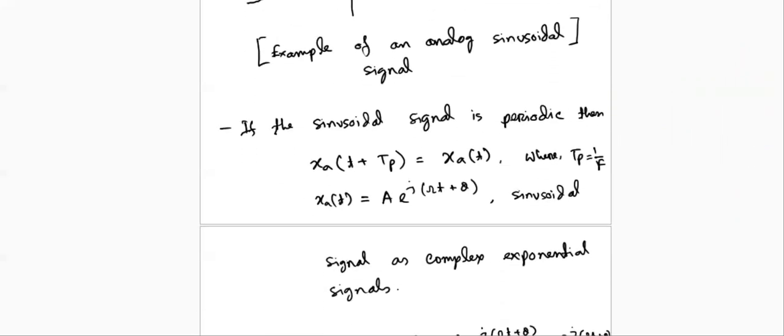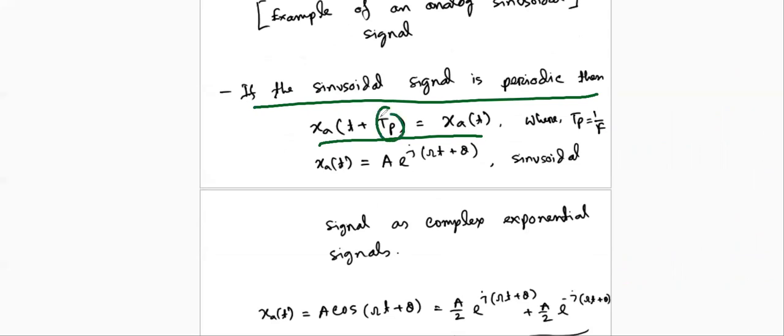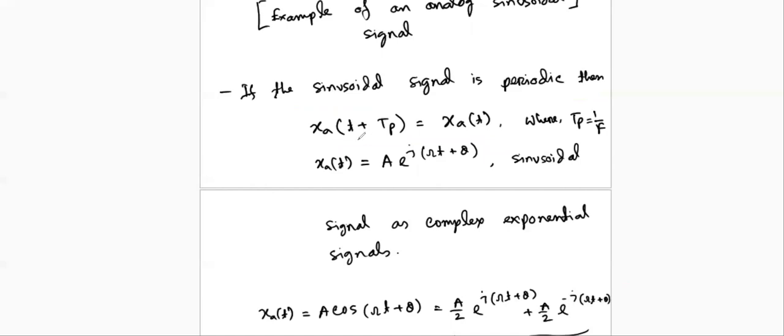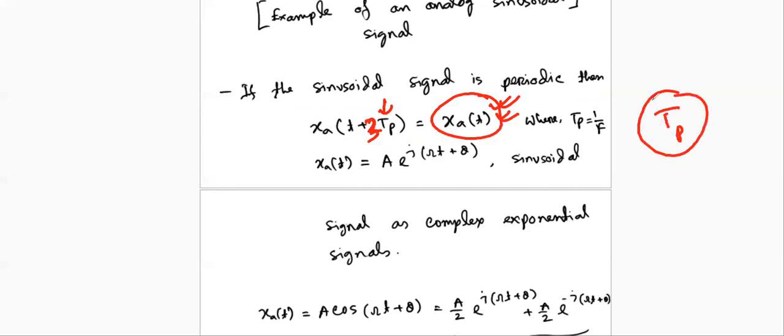So if the sinusoid signal is periodic, then we can write this, of course, after each T time, you have the same signal back. After T seconds, you have the same signal. Again, after twice Tp, you have the same signal. After thrice Tp, you have the same signal. That's why Tp is known as the time period of that signal.